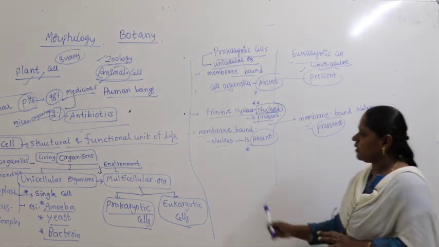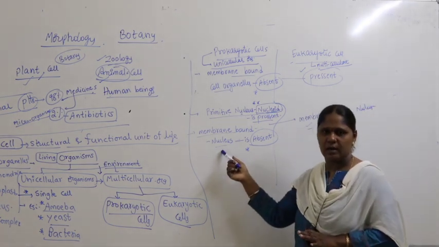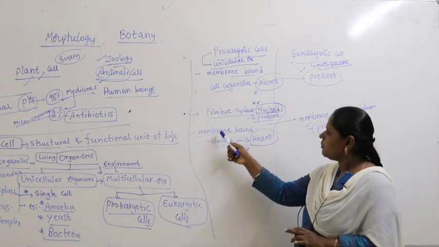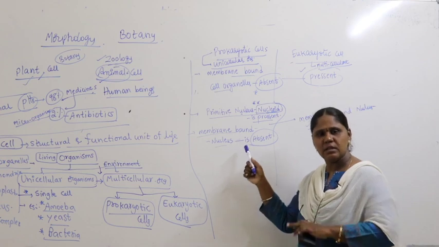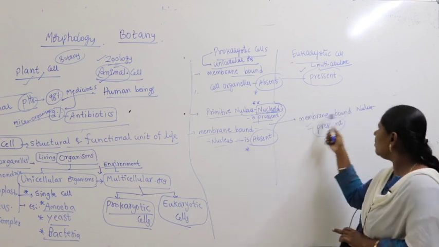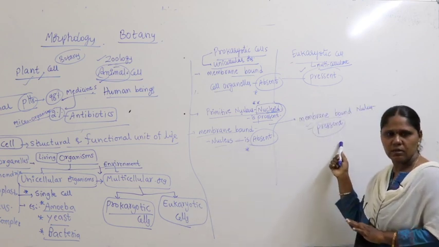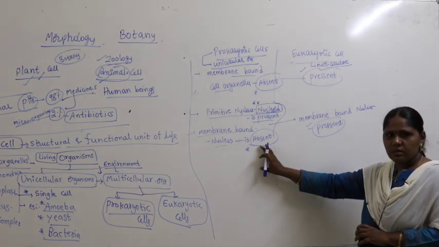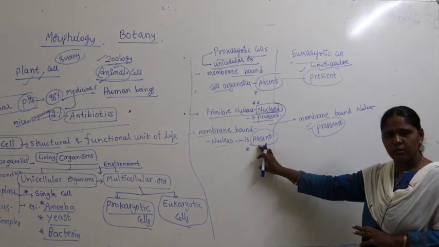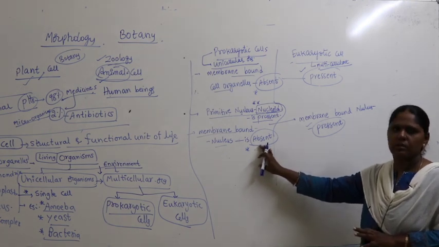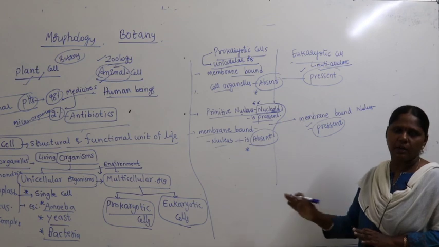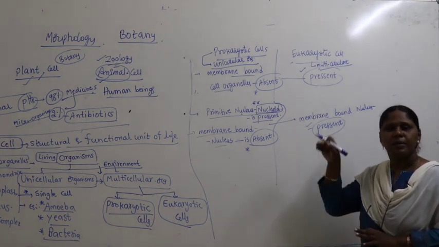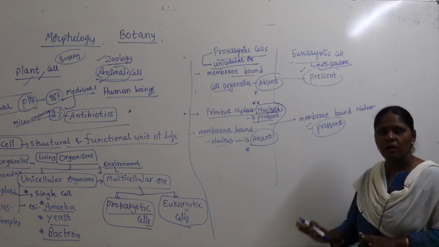Similarly, the nucleus is the master of the cell. The nucleus controls all the functions of the cell, right? That is, a membrane-bound nucleus is absent in prokaryotes, and a membrane-bound nucleus is present in eukaryotes. Then you will get a small question: does that mean the nucleus is totally absent in prokaryotes? If you get this question in your young mind, definitely the answer is no. Why? The nucleus is present, but without a membrane.